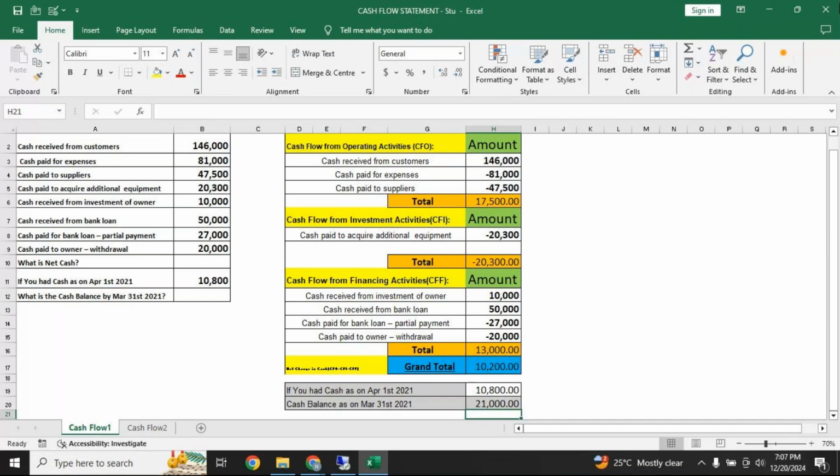Ma'am, how did we get the April 1st, 2021 amount? Here, it is already given. I had cash of 10,800 on 1st of April, they have already given the values. You just need to understand which one will come under CFO, which one under CFI, and which one under CFF, so that I get to know the cash balance at the financial year end.